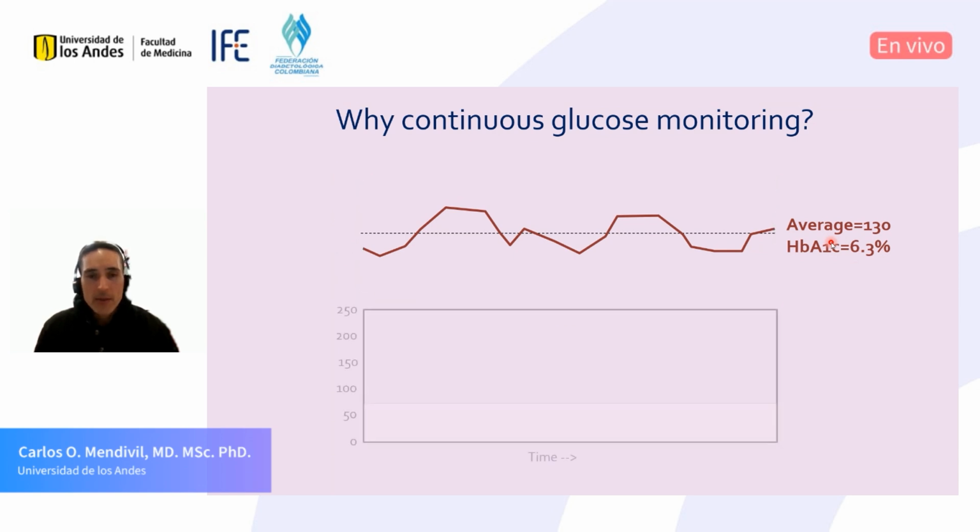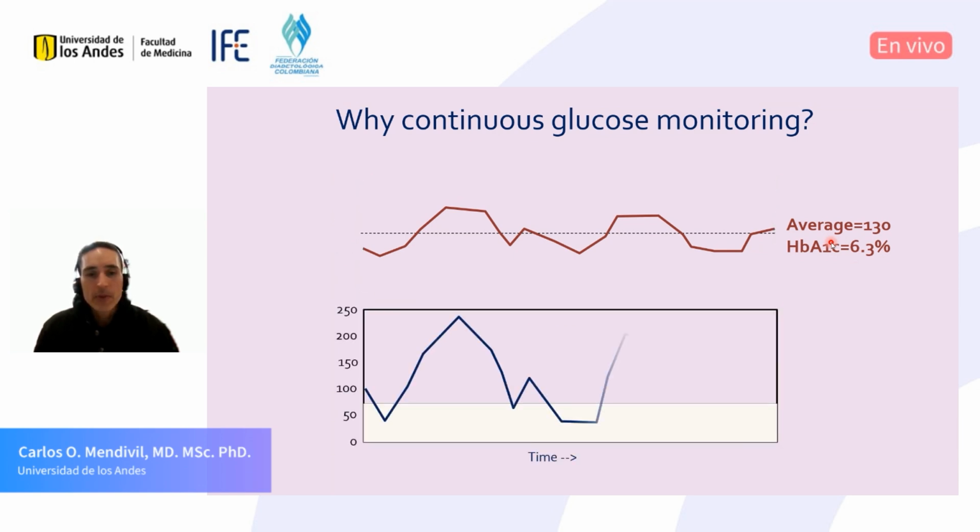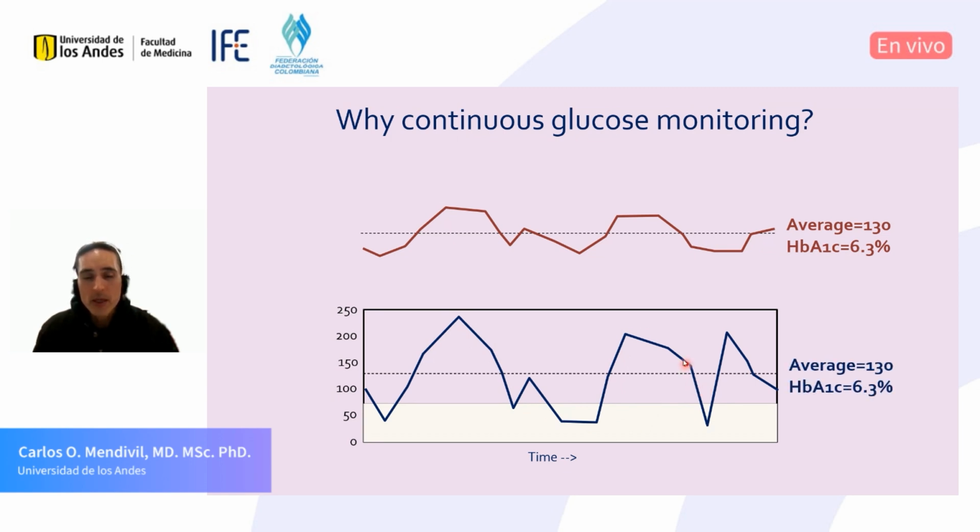But let's think then about this second patient. This is the pattern. There are very wide postprandial excursions, there are several hypoglycemia episodes, and it's just generally irregular, fluctuating, and kind of unpredictable. Now, if we take the average measurement for this patient, it would be exactly 130, and the predicted A1C would also be 6.3. So this patient below does not have the same cardiovascular risk, metabolic risk, or hypoglycemia risk as the one on top.